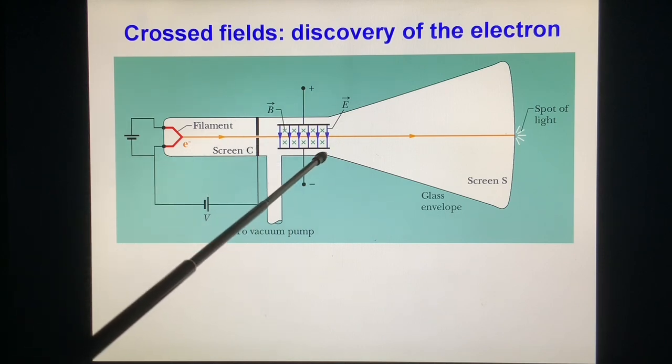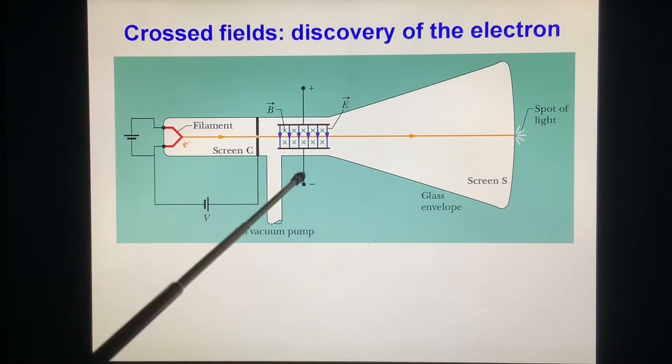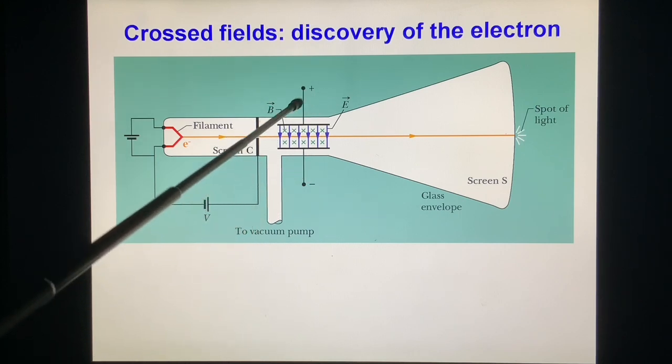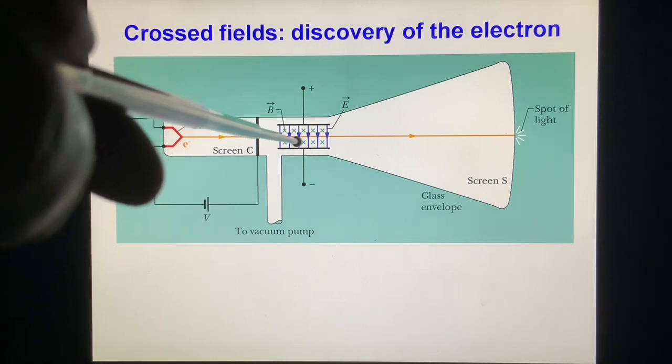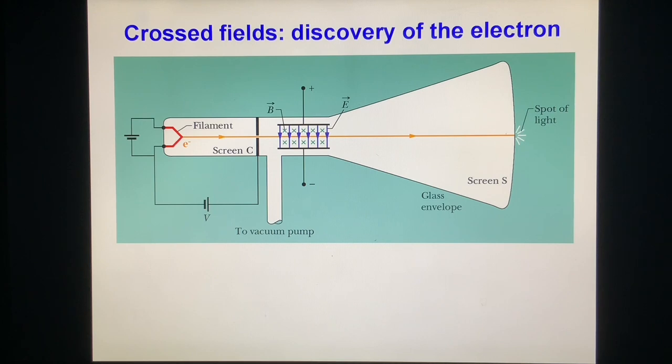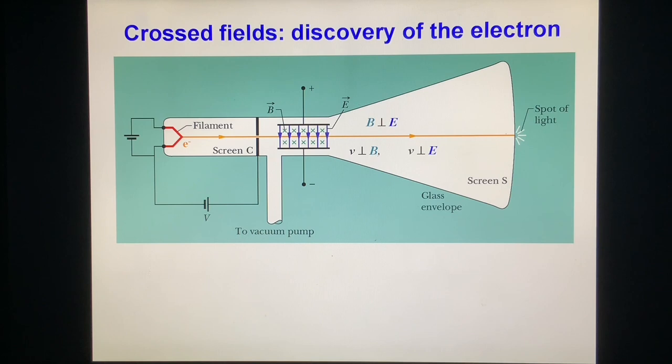In this area, we have a crossed field. These are two plates, positive and negative, so E is downward. We can also apply B, which is perpendicular to E. Now we do the experiment. We know B is perpendicular to E, they form a crossed field, and the velocity V direction is perpendicular to both B and E.